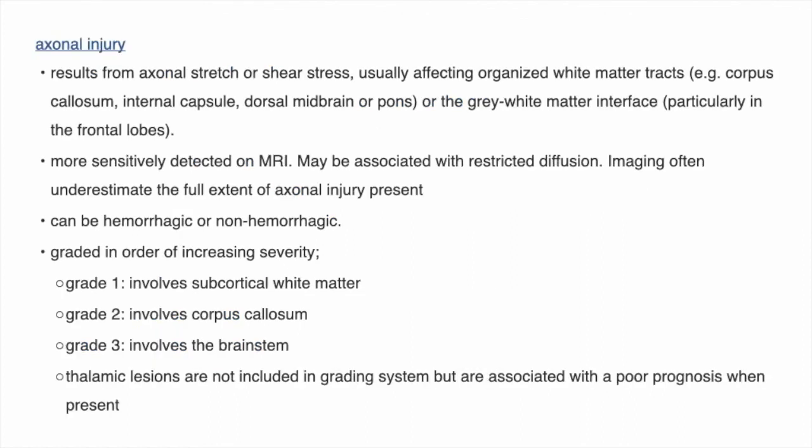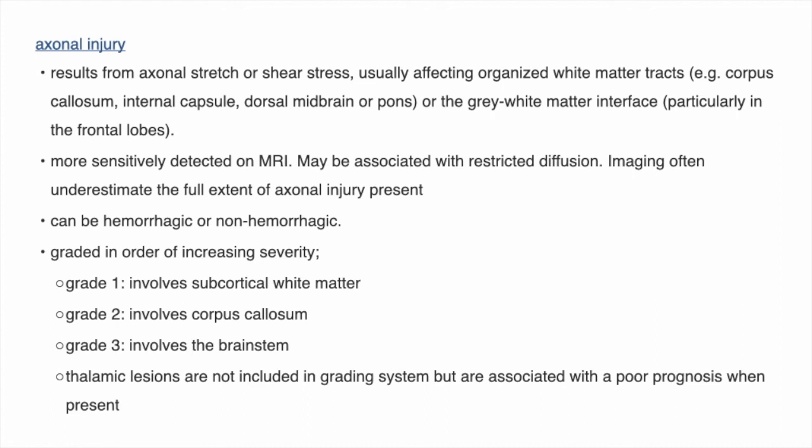Now, I think axonal injury is misdiagnosed. The majority of doctors don't even think of axonal injury. But for you to know, axonal injury affects organized white matter tracts, such as the corpus callosum, internal capsule, dorsal midbrain or pons, or the gray-white matter interface, particularly in the frontal lobes. It is more sensitively detected on MRI.